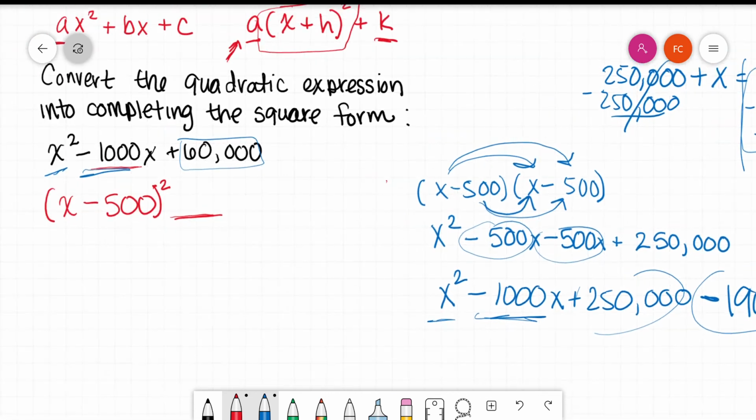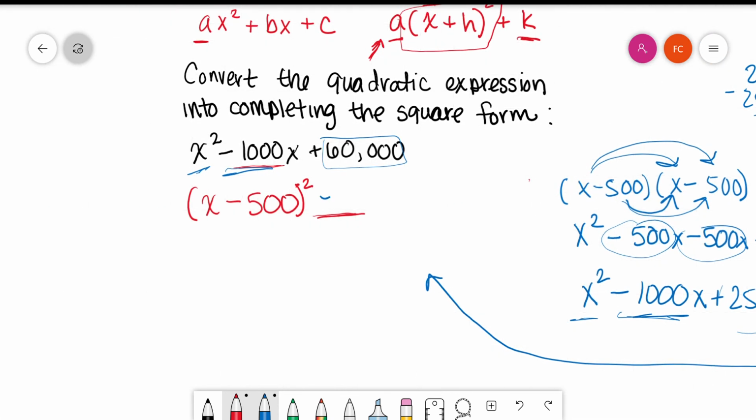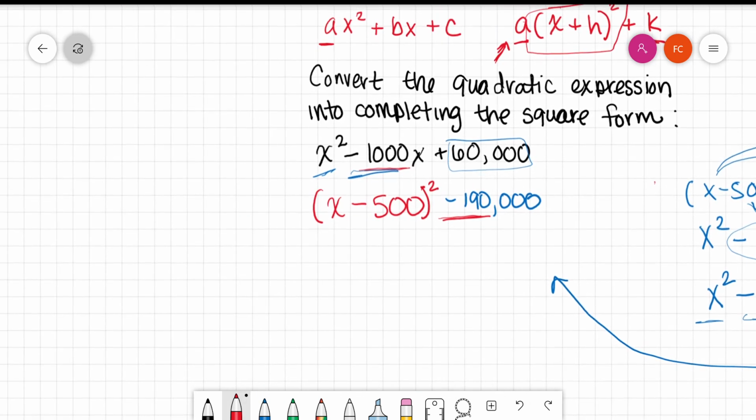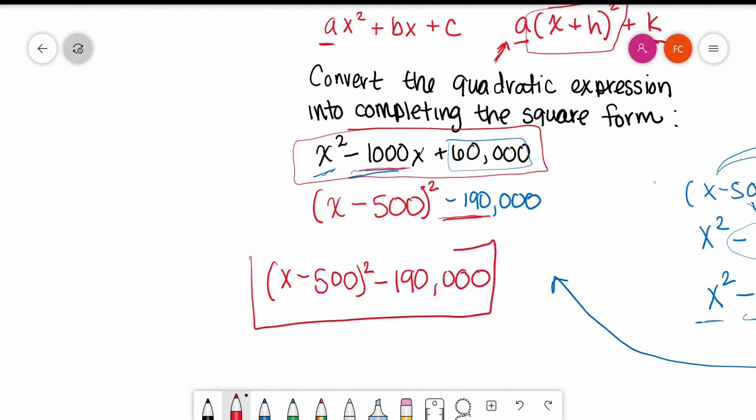So the number we're going to plug in for this missing value is that negative 190,000. All right, so our final answer then to write this quadratic expression into completing the square form is going to be (x minus 500) squared minus 190,000. That is the same exact thing except in completing the square form.